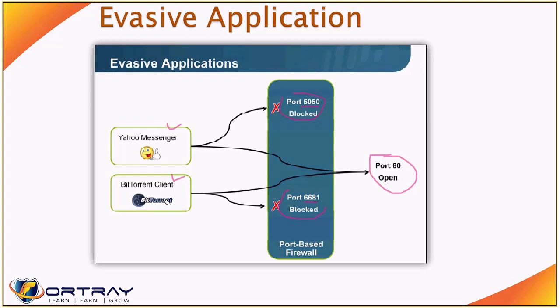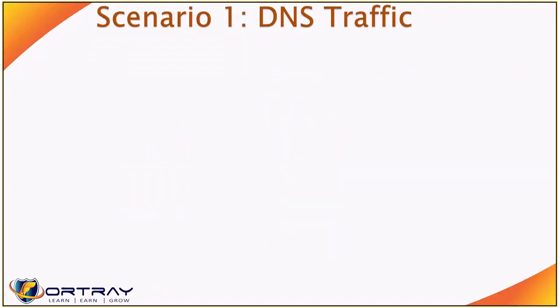So we have given two evasive applications, Yahoo and BitTorrent. Normally they behave on 5050 or 6681 respectively, but if you block them, they can still try to change to some other ports. As a result, they can still get through even though you have blocked them. That is the problem if the firewall is only looking at the port number: communication is still possible. Nowadays applications are so intelligent they can change the port number. So we are giving you two or three scenarios to understand in detail why we need application control.